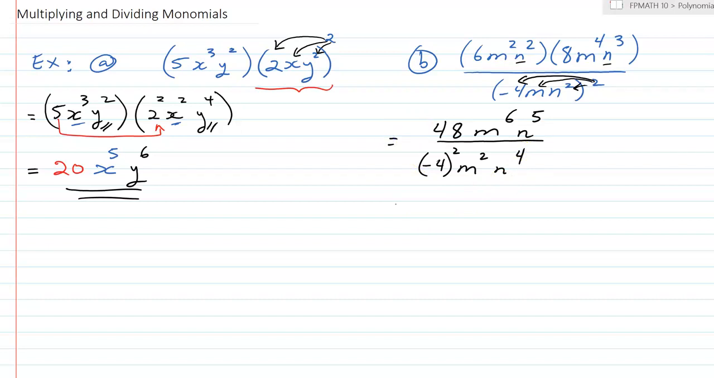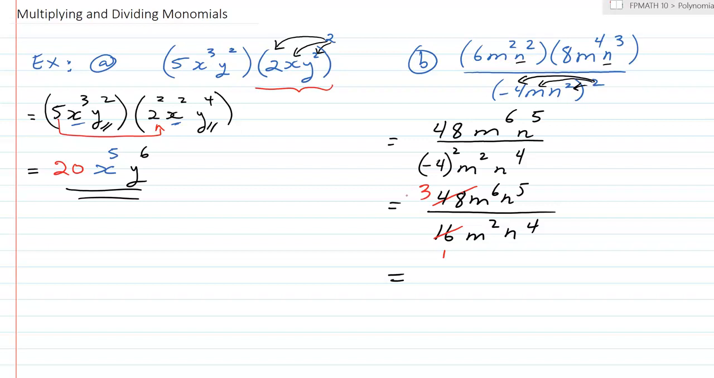Now you have to polish it more. So on top we have 48 m to the 6th n to the 5, all over the bottom, which will be 16 m squared n to the 4th. Last step, we need to simplify 16 and 48. 16 goes into 16 once, 16 goes into 48 3 times. If you're not good at it right away, just break it down. Start with the prime numbers first. 2 goes into both of them, and then just break it down like that more.